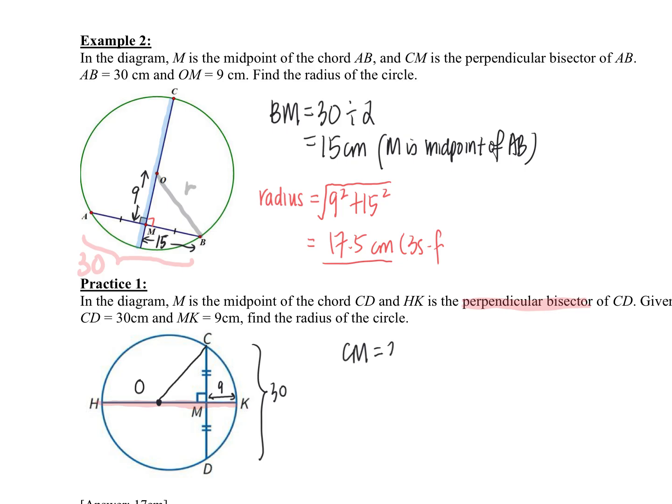Okay, so CM is 30 divided by 2, which is 15.